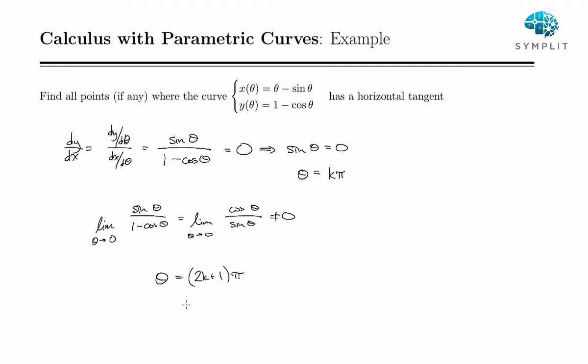And then of course our coordinates: our x coordinate is just (2k+1)π. Sine of each of those is 0, so we can ignore that. And then cosine of every odd multiple of π is -1, so 1 minus -1 is 2. And so these are the coordinates of all the points where we have a horizontal tangent.